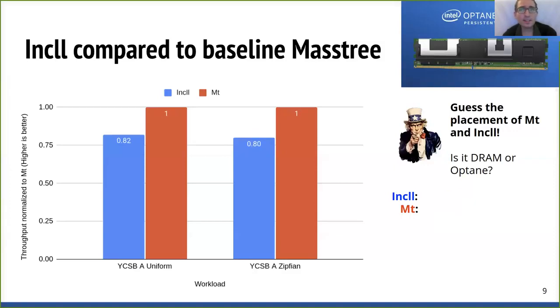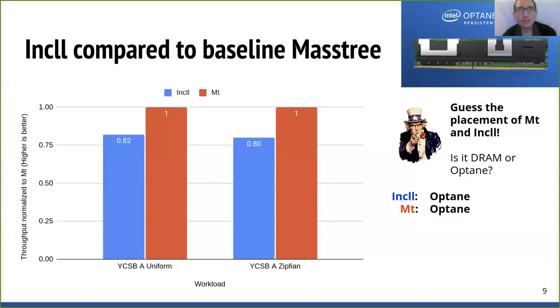Now, I'm presenting a similar figure compared to the one from the previous slide. The only difference is the placement. Instead of making you guess, let me tell you that both baseline Masstree and in-cache line logging use Optane. The slowdown of in-cache line logging is 18% for the uniform access pattern and 20% for the Zipfian access pattern.